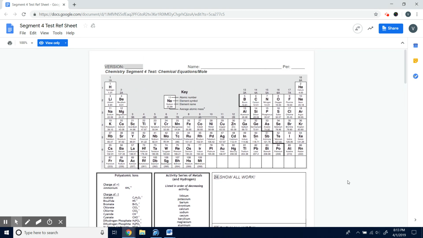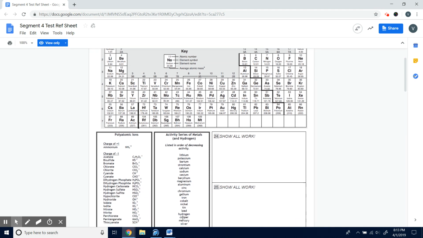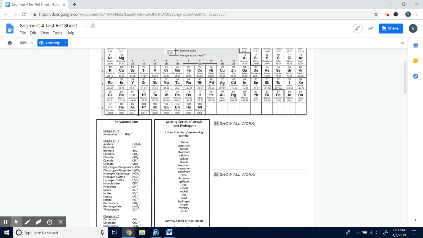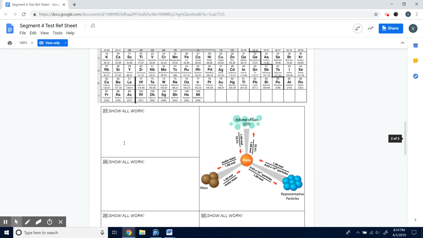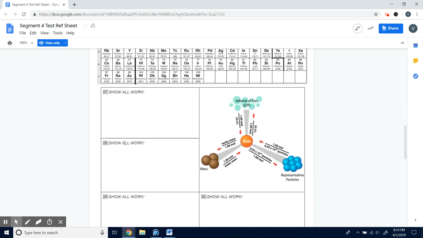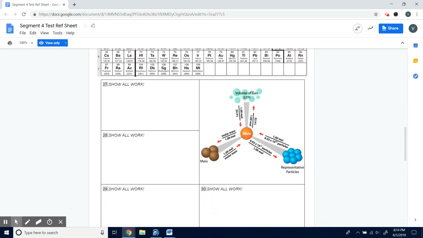So here you see that we have our periodic table right around here. And we also have our activity series, polyatomic ions, the most common ones that you may see on the exam, and a mole map showing you, again, going from moles to particles, particles to moles, moles to volume, and so on and so forth, okay?